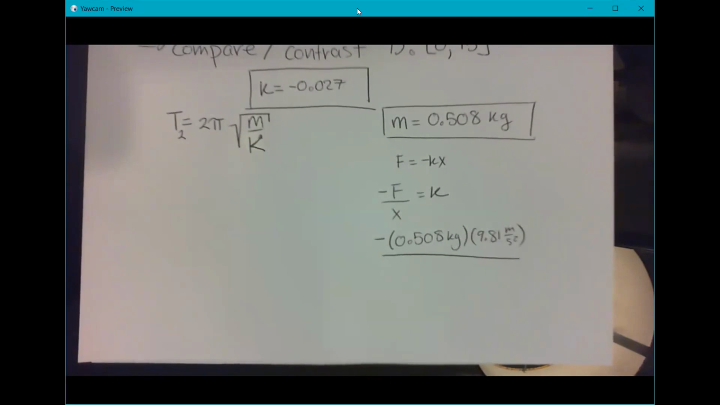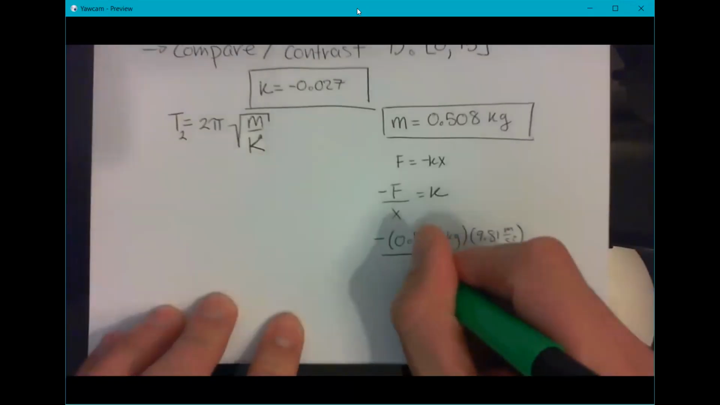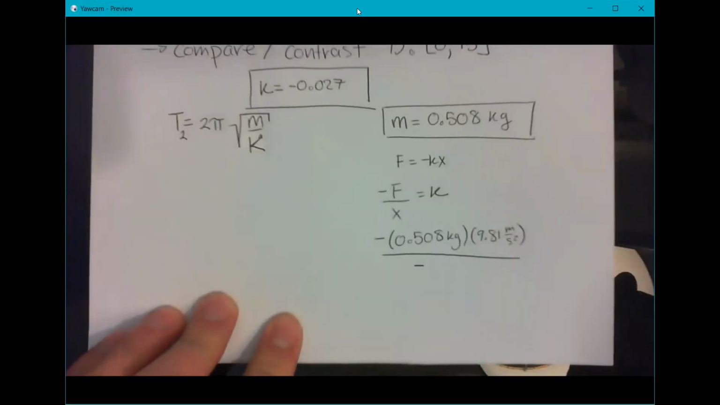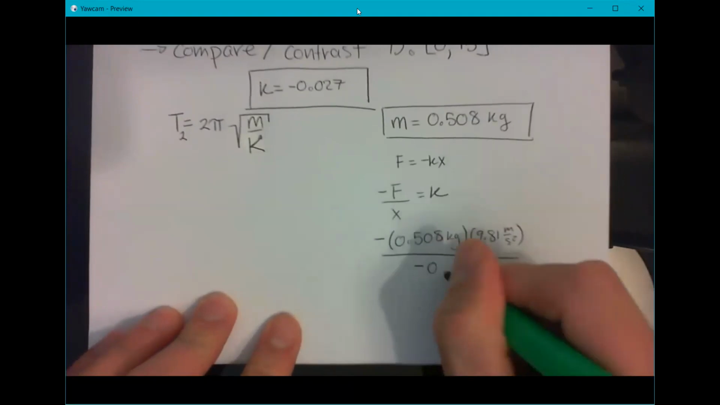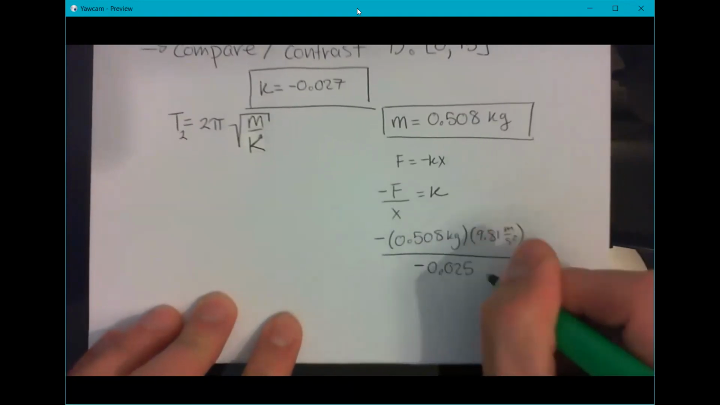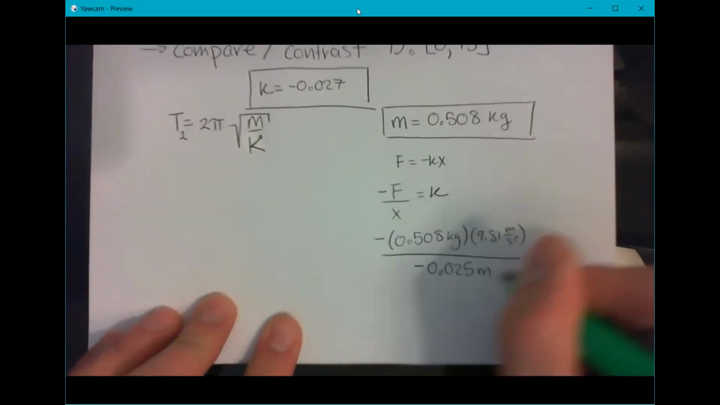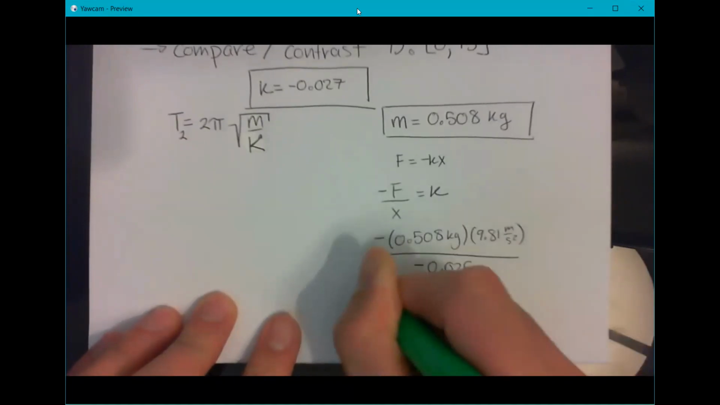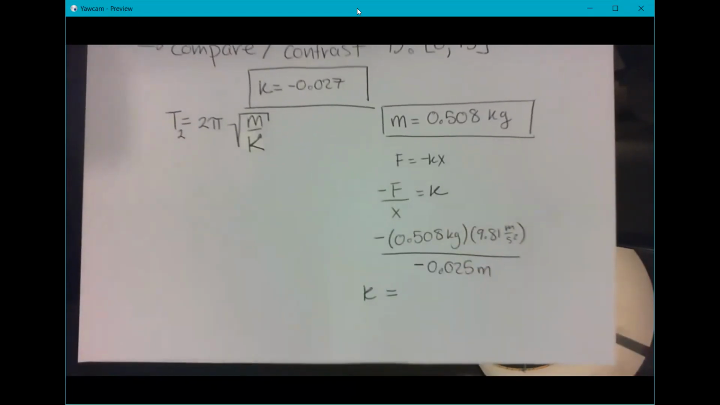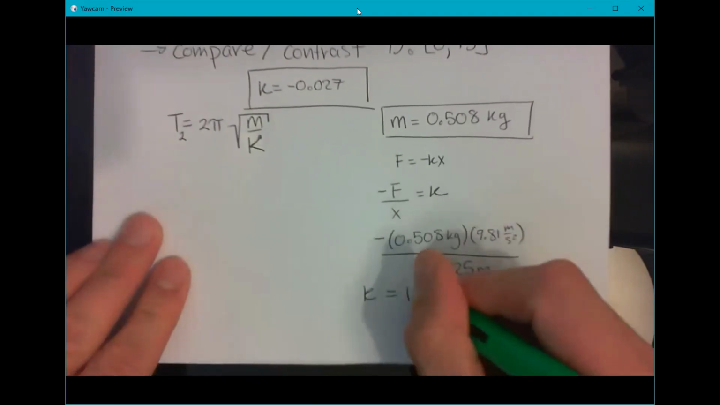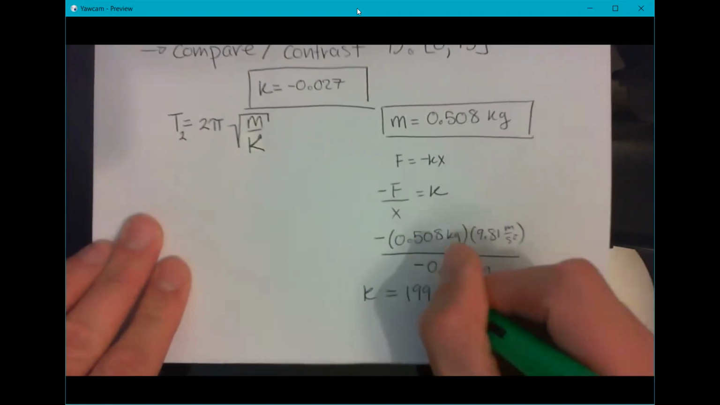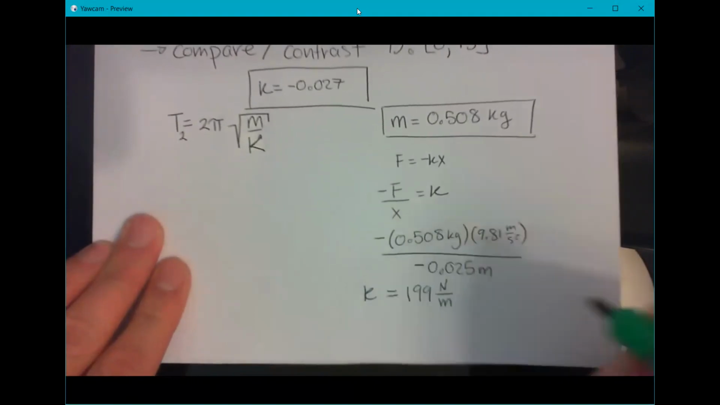Yep, so we'll have to take that and turn it into meters. Since it hangs down, we're going to say that that displacement is negative, so it's negative 0.025 meters. And so when we take this and process it, this will tell us what our K constant is for that spring. And in this case, I believe I'm getting 199 newtons per meter.